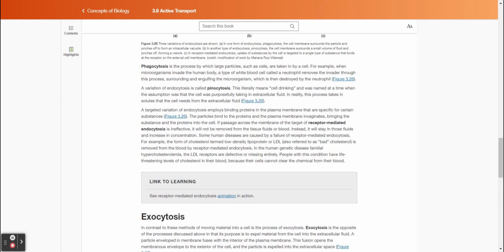Phagocytosis is the process by which large particles, such as cells, are taken in by a cell. For example, when microorganisms invade the human body, a type of white blood cell called a neutrophil removes the invader through this process, surrounding and engulfing the microorganism, which is then destroyed by the neutrophil. A variation of endocytosis is called pinocytosis. This literally means cell drinking, and was named at a time when the assumption was that the cell was purposefully taking in extracellular fluid. In reality, this process takes in solutes that the cell needs from the extracellular fluid.